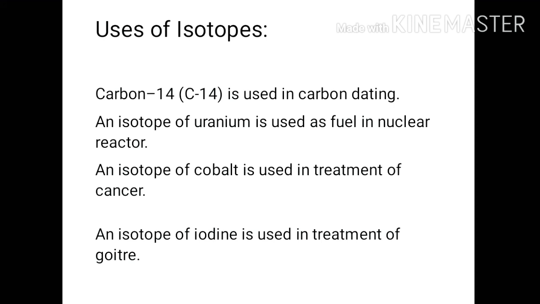Now we are going to study the uses of isotopes. Carbon-14 is used for carbon dating, for example, to study the age of fossils. An isotope of uranium is used as fuel in nuclear reactors. An isotope of cobalt is used in the treatment of cancer. An isotope of iodine is used in the treatment of goiter.